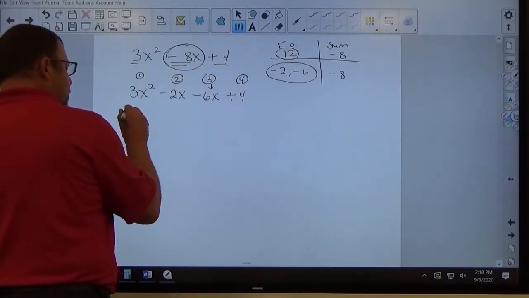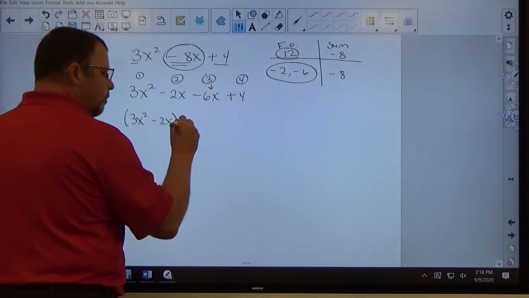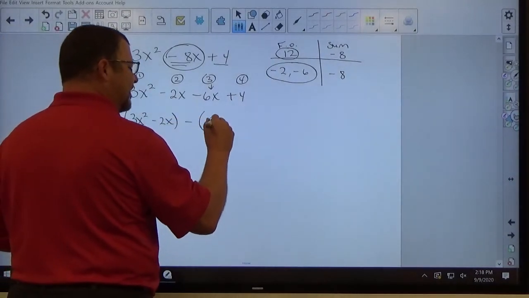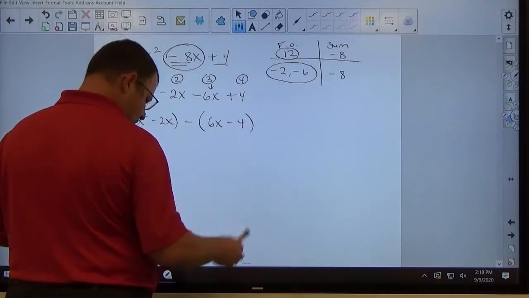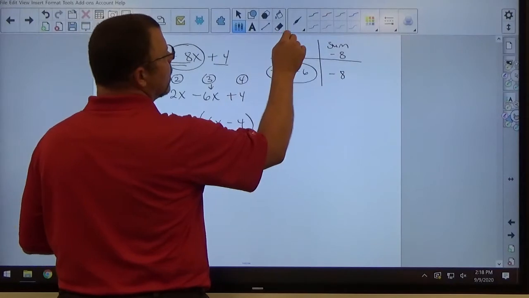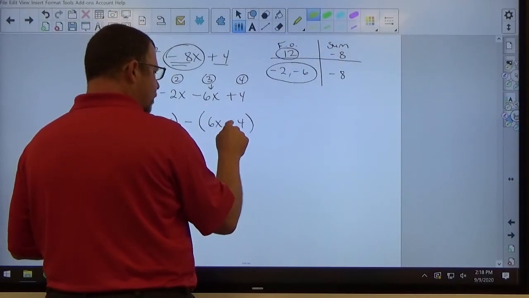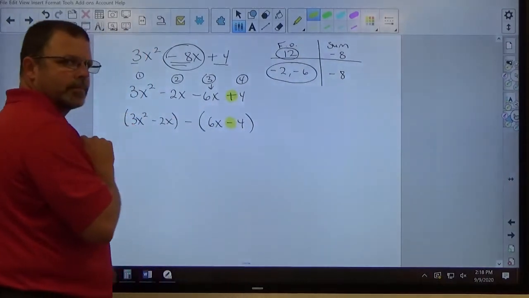So I'm going to put my group here, so 3x squared minus 2x. I'm going to put minus parentheses, and I'm going to write 6x minus 4. And I just wrote down what you're supposed to do. Let me explain why I did it. If I can get a highlighter, that'd be great. Here we go. So that's minus, that's plus, right?